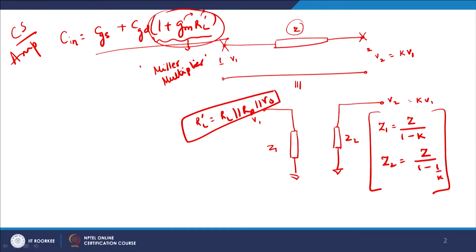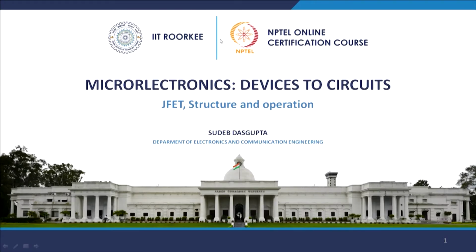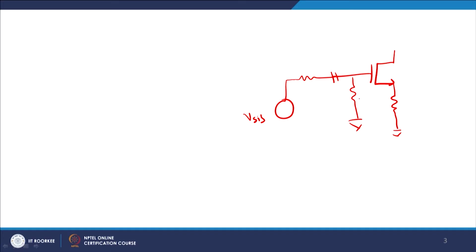Now, we have also seen the source degeneration resistance concept. Suppose I have a common gate, and I have a capacitance here, and I am driven by V sig, and I also have a resistance here. This is your Rg, and you have Rd here, then a capacitor here and then RL here, and this is your V out and this is your VDD. Let me say grounding it.